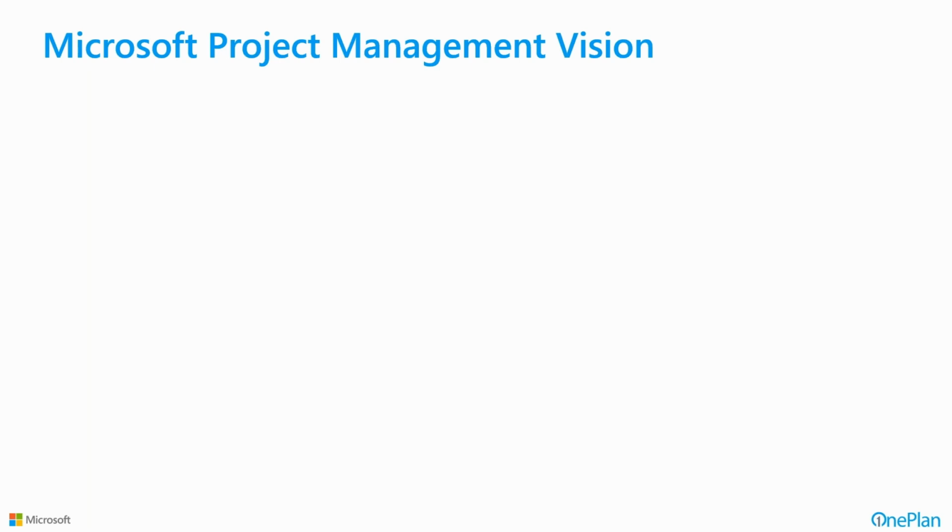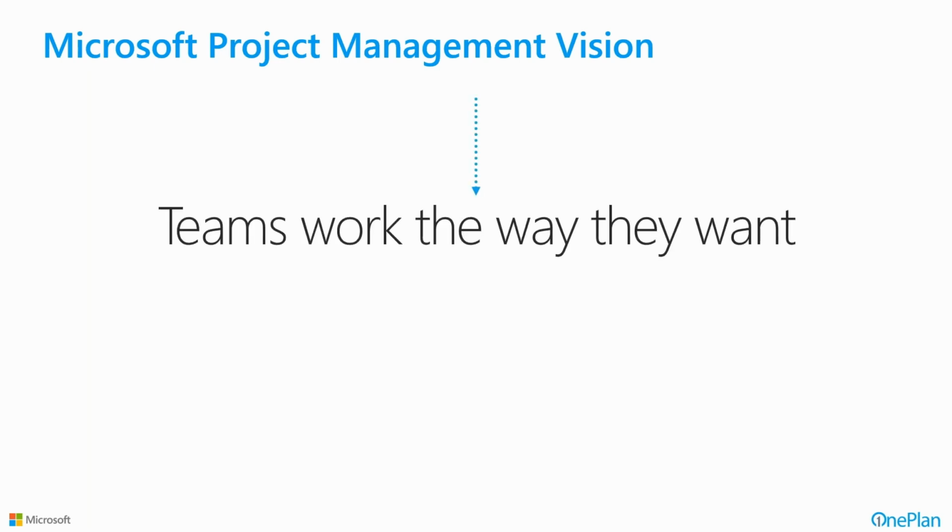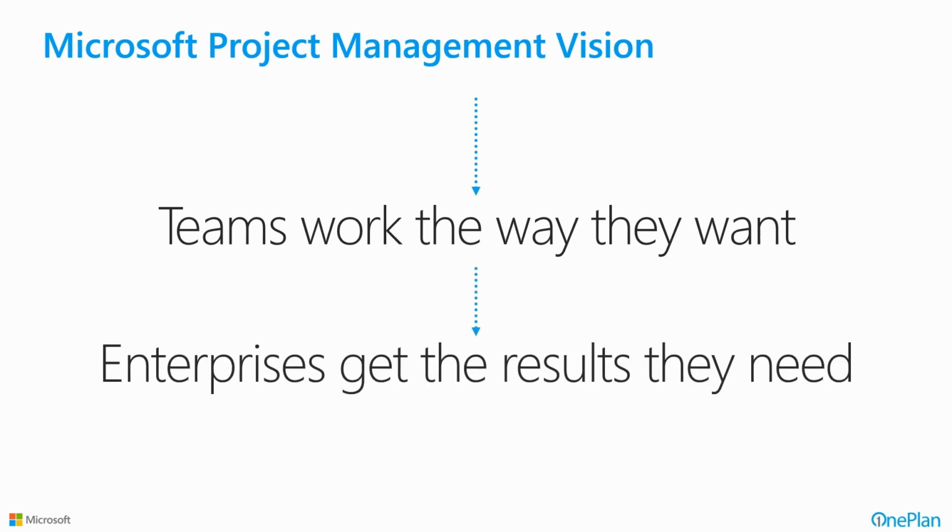So, Microsoft's project management vision was basically elaborated back in late 2019. At that point, the goal was for teams to be able to work the way they want, with the methods and the tools they want to use, but also for the enterprise to still get the results that they need.